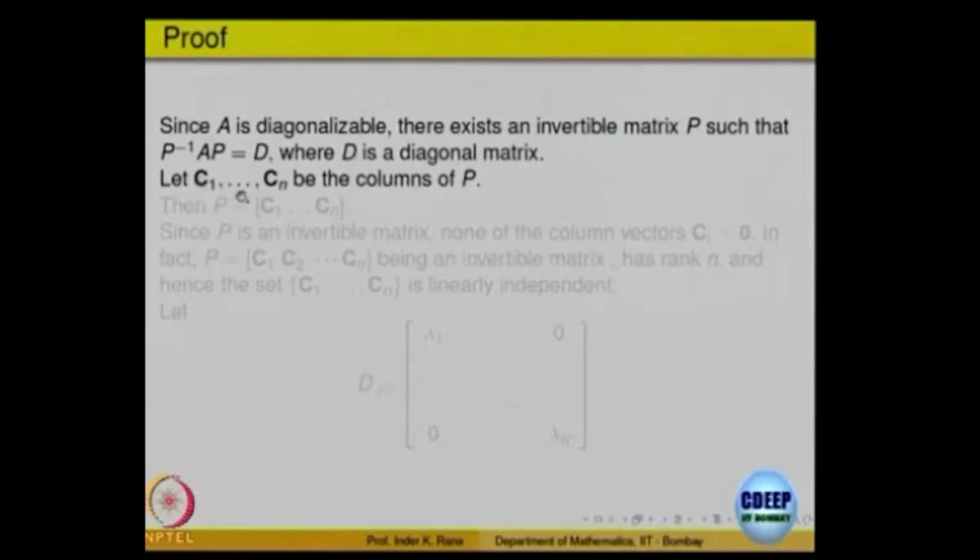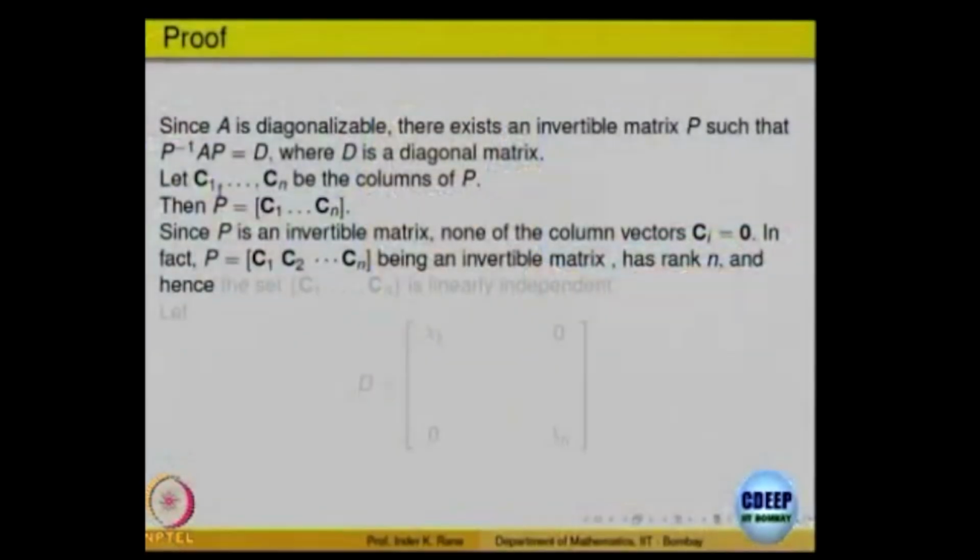So let us call C1, C2, up to Cn the columns of that matrix P. So P is given by C1, C2, up to Cn. Since P is invertible, none of these vectors could be 0, because they form a linearly independent set. In fact, being an invertible matrix, it has full rank. So they are linearly independent.